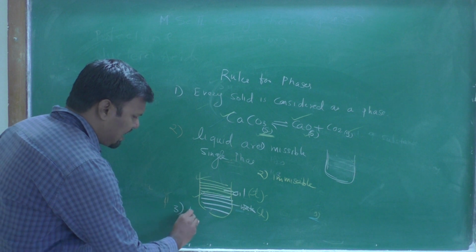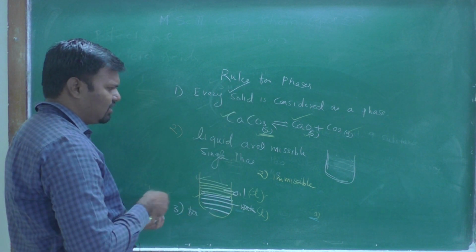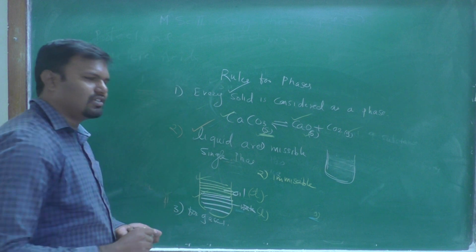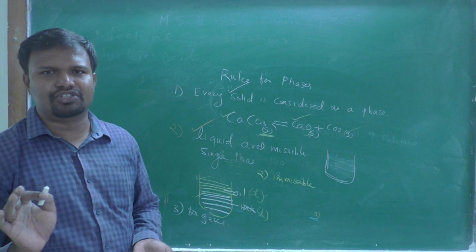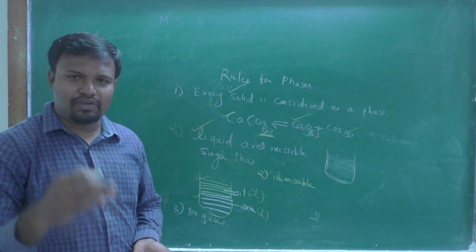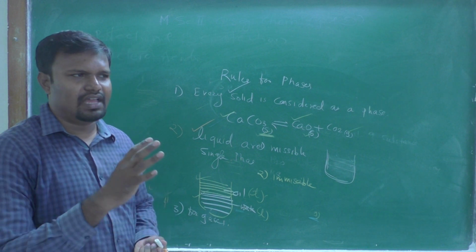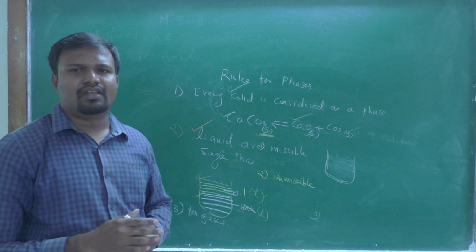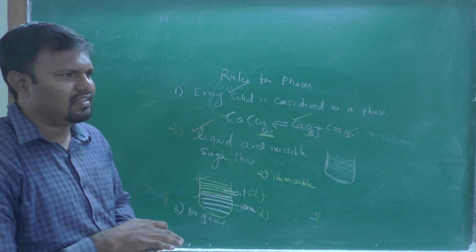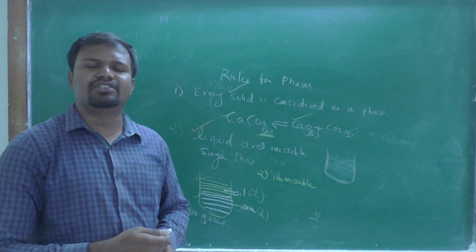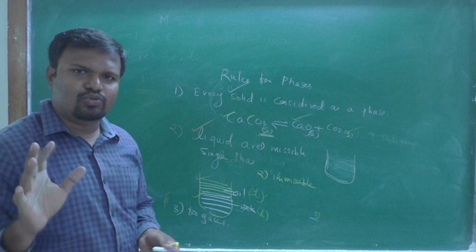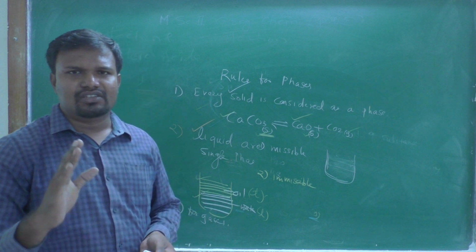Third is for gases. Firstly we saw solids, second we saw liquids, and third is gases. If a number of gases are there, they are not distinct, we cannot separate them. In air there are nitrogen, hydrogen, oxygen, CO2, vapors. A number of gases are present in air, we could not separate them. They form a homogeneous mixture. Therefore, when a homogeneous mixture is there, it is considered as a single phase. So a number of gases can be considered a single phase. Remember that.